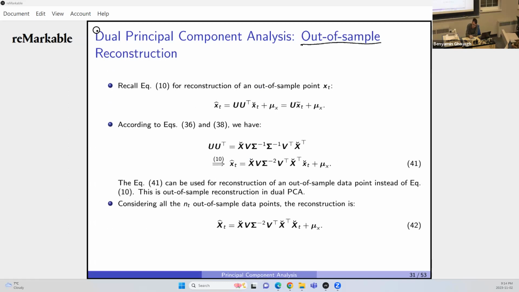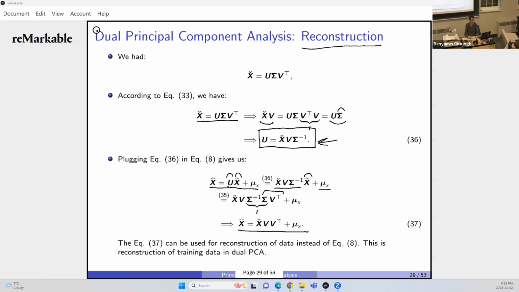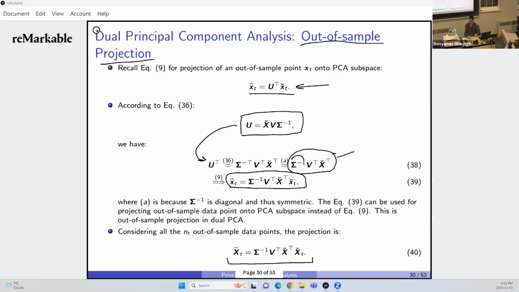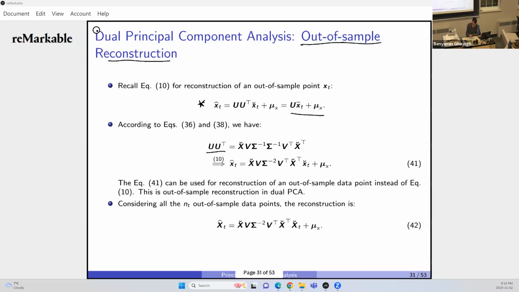Now, out of sample reconstruction. So previously, consider xt hat. It is U xt tilde plus mu X, right? Agreed? So recall equations 36 and 38. This was 36, U, which was X V sigma inverse, right? 38 was U transpose, right? As a result, for U transpose, which is used for reconstruction, I replace U with this, and this is U transpose, which we found, right?